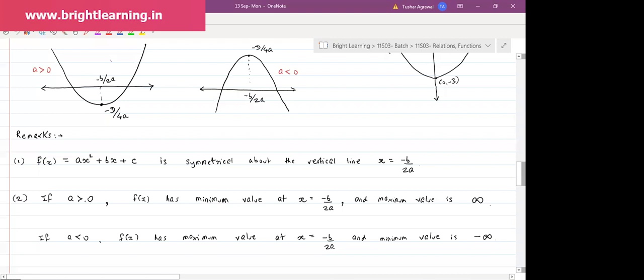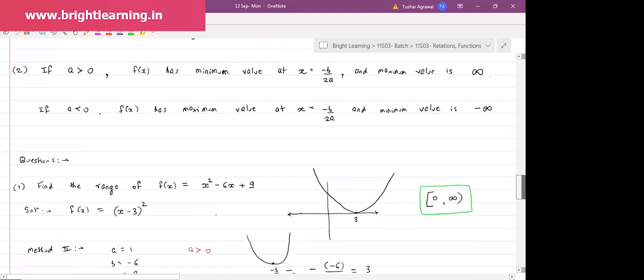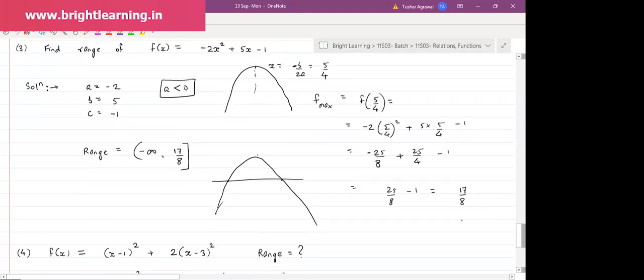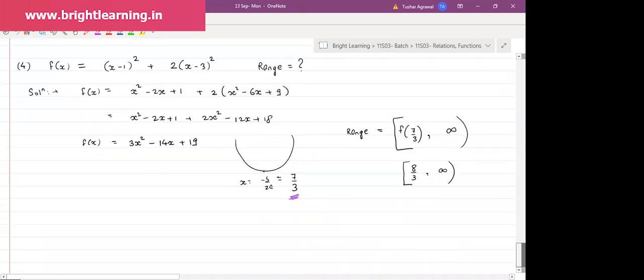And if a is greater than 0, then the graph is an upward facing U. Since it is an upward facing U, the minimum value of the graph occurs at x equal to minus b by 2a. Whatever is the image of minus b by 2a, that will be the minimum value of the graph. And if a is less than 0, that will be the corresponding maximum value. This helps us determine the range of the quadratic expression. Questions related to the domain of the quadratic expressions also will be asked using these properties only. And we did some questions regarding finding the range of such expressions.